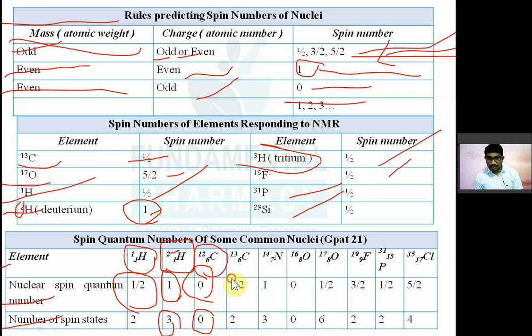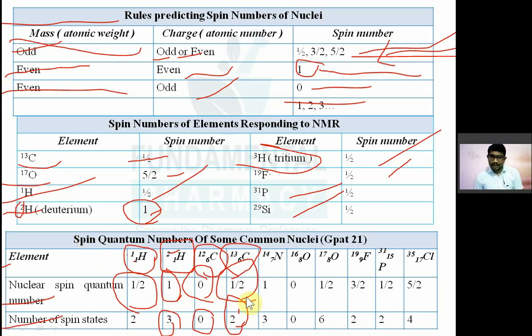But carbon 13, the isotope of carbon, C13, it will have atomic mass number 13 and atomic number 6. So it will have a half integral spin quantum number, and that's why it will have two spin states, and it is active in NMR. So NMR involving the estimation of this hydrogen H11 is known as PMR, proton magnetic resonance, and estimation of this C13 by NMR is known as CMR, carbon magnetic resonance.